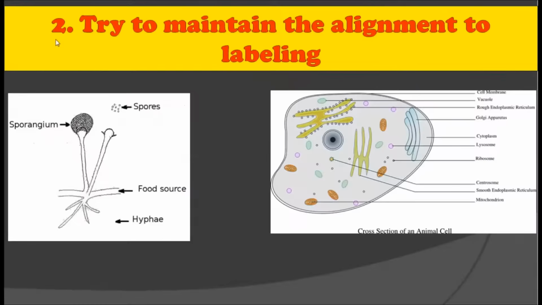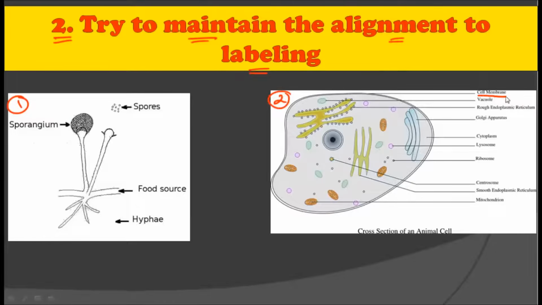All right. The second thing you have to remember is to try to maintain the alignment of the labeling. Now, see how we can maintain the alignment in the labeling. See picture number 1 and picture number 2. You can compare these two pictures. In the first picture, there is no alignment to the labeling, but in the second picture, we have alignment to the labeling. Now, alignment simply means the labeling is aligned in a particular way.